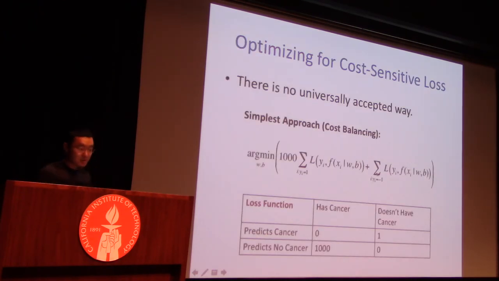right? So how do we optimize for a general cost matrix? There is no universally accepted way. Here's one of the simplest approaches, which is simply cost balancing. So if this is my cost matrix, then in my minimization, in my learning objective, I'm just going to weight this type of misprediction 1,000 times more than the other one. So this is probably the simplest way of doing cost-sensitive learning. There are other ways as well.